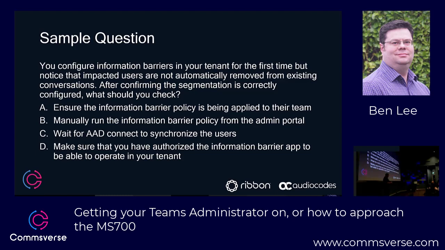Option D, what have we got here? Make sure that you've authorized the Information Barriers app to be able to operate in your tenant. Now, I didn't do this myself, but when I read through docs.microsoft.com, there was this app that you had to enable to allow Information Barriers to do its thing. So if it's not A, or it could be A, and it's not C, it might be B, but there's that thing that I remember. I'm going to go for D. It's D. You have to authorize the Information Barrier app to give it permissions in your tenant. So even though you've configured everything correctly, there's the one little piece that you haven't done.